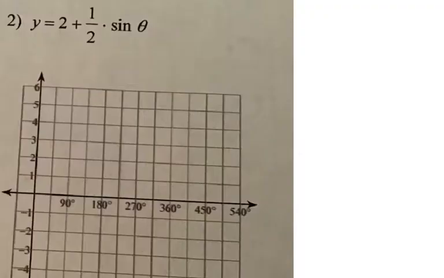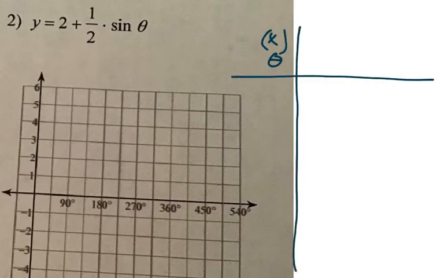Here we go. So guys, this is number 2 of a worksheet I made up for you guys. And we're just going to do it here so you don't have to worry about doing it again. But on number 2, how we're going to graph this again is we're going to make a table. Remember, our x is really theta now. Theta is what we usually use to represent degrees.